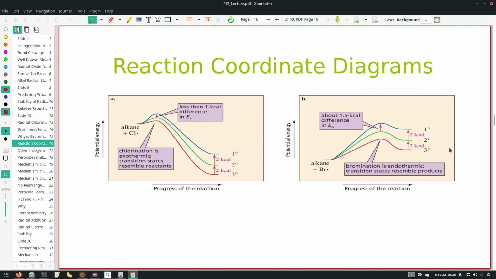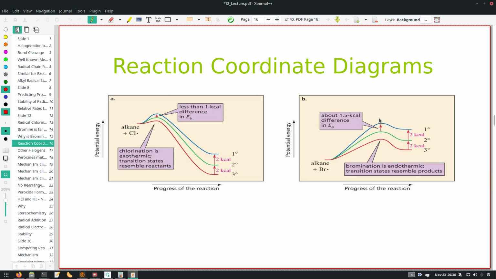Or when we look at it with our nice little coordinate diagrams, we have these little tiny hills with our alkane and chlorine. So all are just as likely. There's very little difference in the activation energy, so they're all just as likely to make it over that hump. So we see all of these. We do see the tertiary more often, or it's more stable, so it leads to those mixtures.